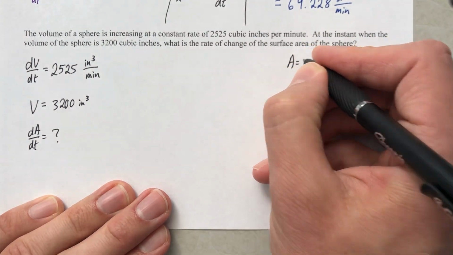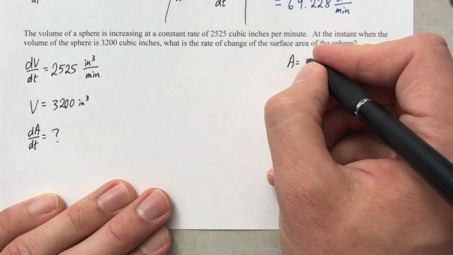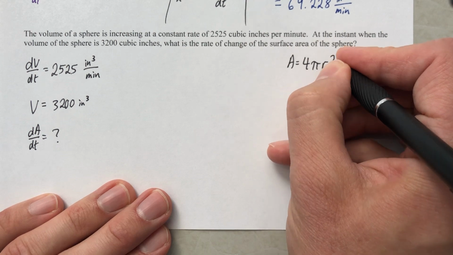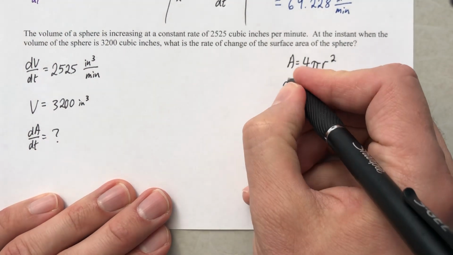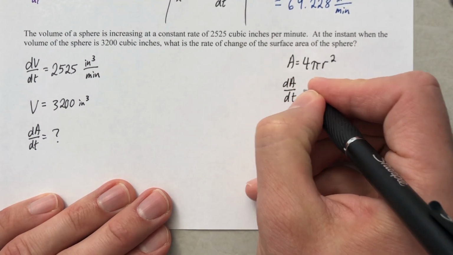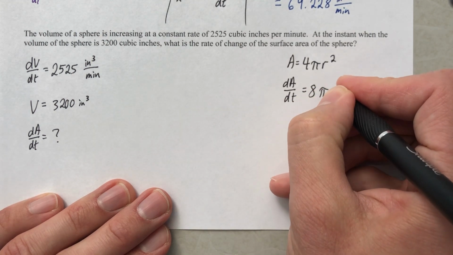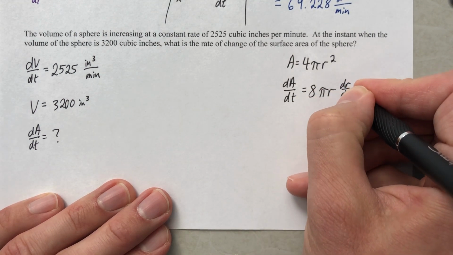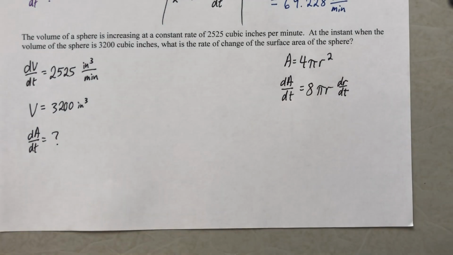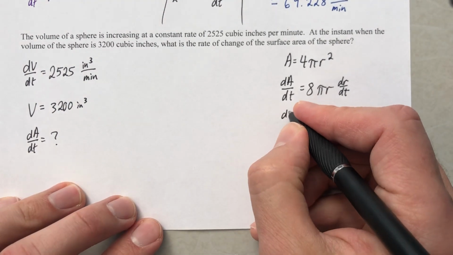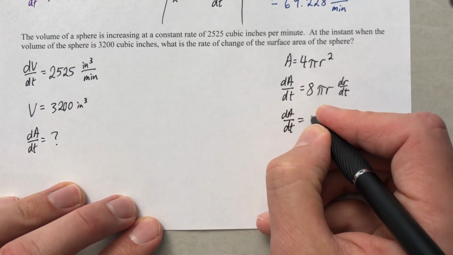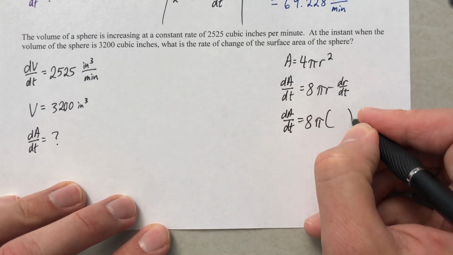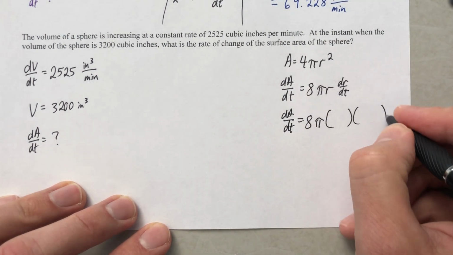The formula for the surface area of a sphere is 4 pi r squared. We'll take the derivative of that and we'll have dA/dt equals 8 pi r dr/dt. There we go. And we'll just start figuring out what we know and what we don't know. dA/dt is equal to 8 times pi times the radius. Oh man, I don't know that. Times dr/dt. Oh man, I don't know that.